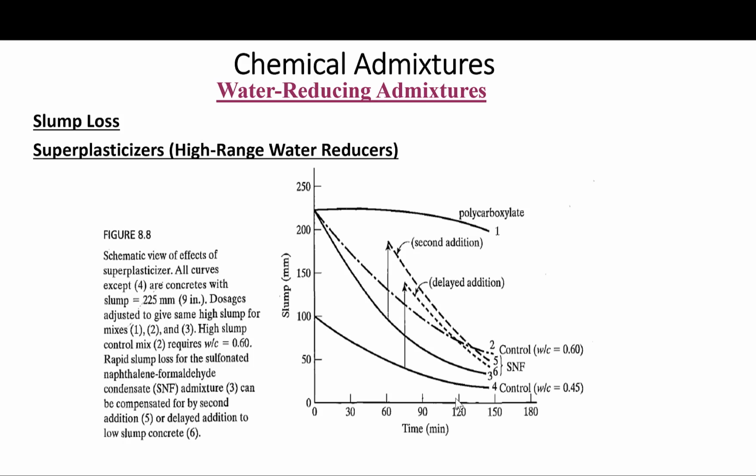Okay, so if you look at this figure, you see how the slump loss can be overcome by delayed or second addition. You see, for example, all these curves, except curve number 4, are concretes with a slump of 225 mm, 9 inches. The dosages were adjusted to give the same high level slump for mixes 1, 2, and 3.